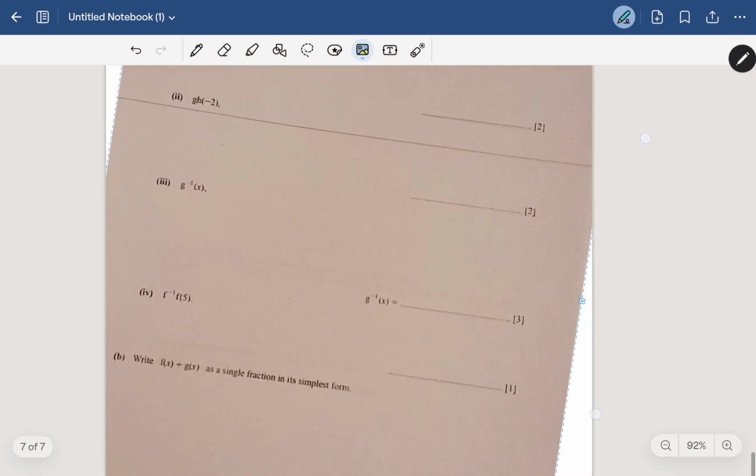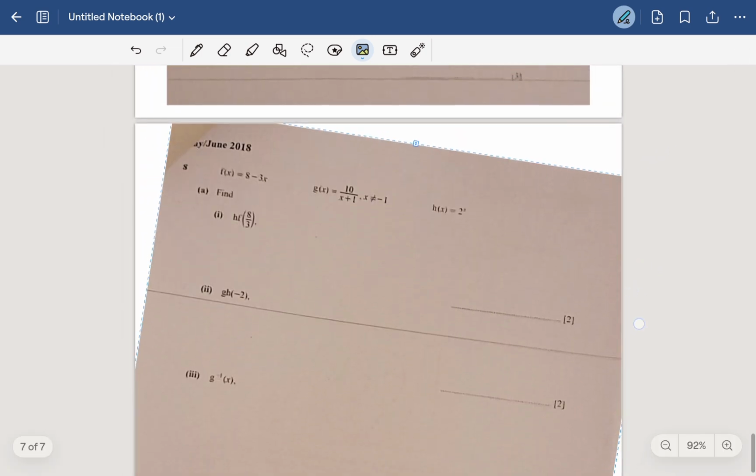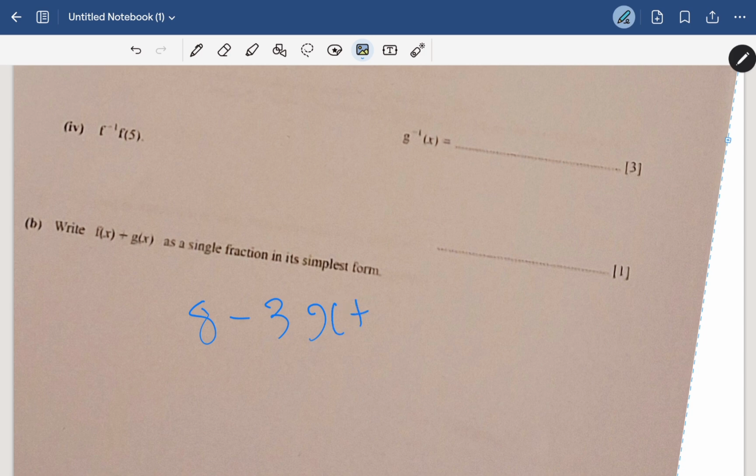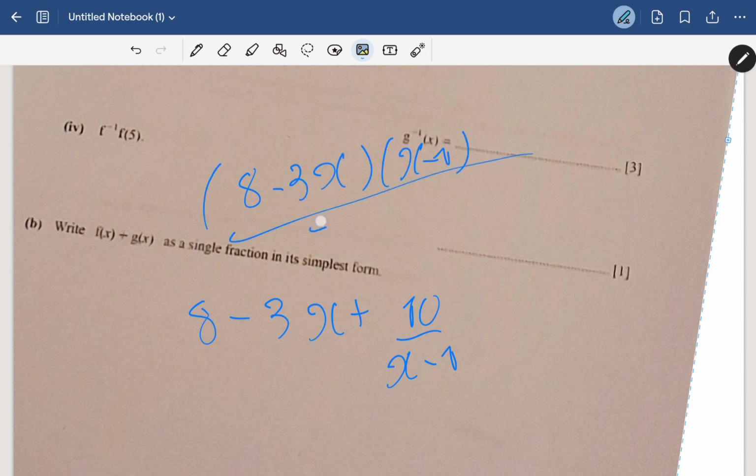Okay, so we have fx plus gx. fx is 8 minus 3x. gx is 10 over x plus 1. So, 8 minus 3x plus 10 over x plus 1. Alright? Solving it, by the common denominator, it's going to become 8 minus 3x times x plus 1 over x plus 1, plus 10 over x plus 1. Then after solving it, you are going to get, oh, my apologies, this is plus. Please pay attention, don't make mistakes like me.